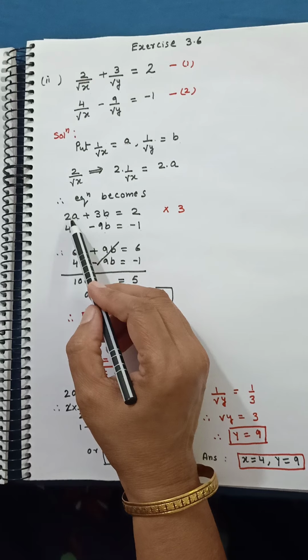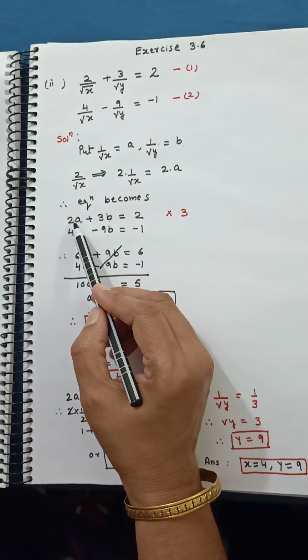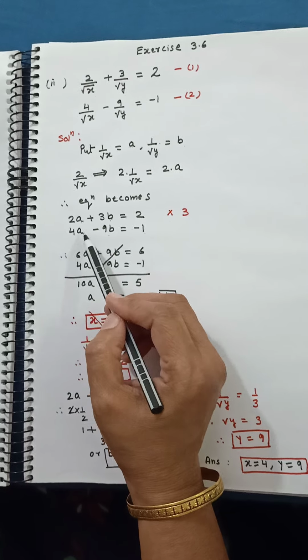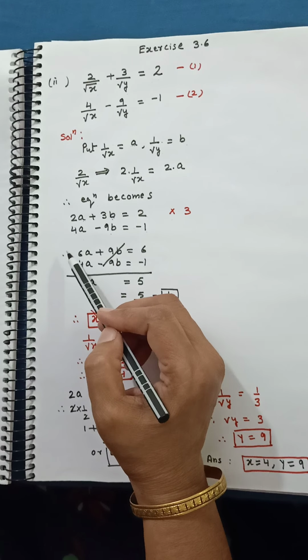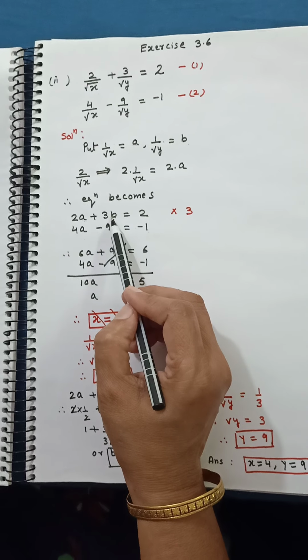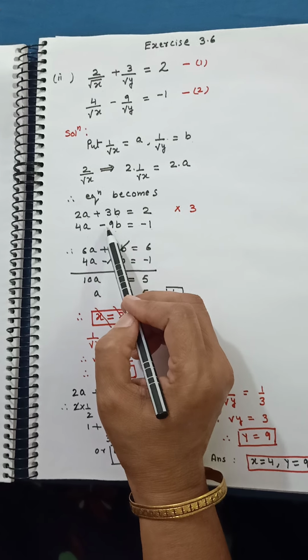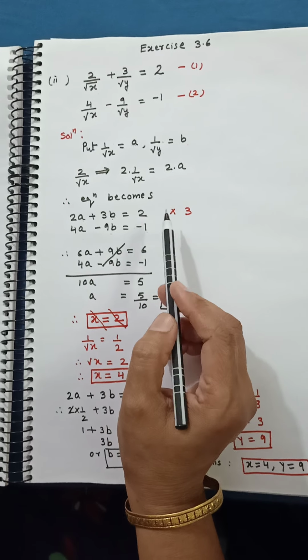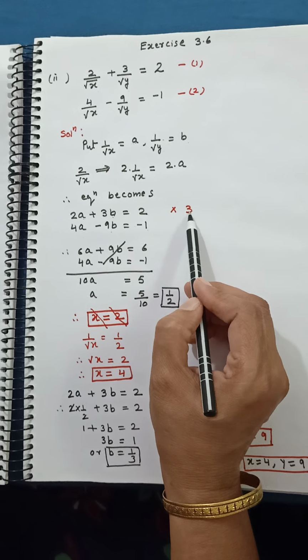I can multiply this equation by 2, so it becomes 4a and 4a. But both will be positive sign, then we have to subtract it. It will be always better to add the equation. So let us multiply by 3. So this becomes 9b and here it is minus 9b. So on adding it gets cancelled. So let us multiply by 3.